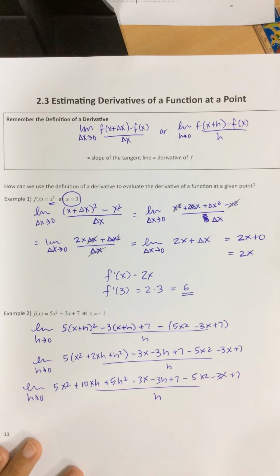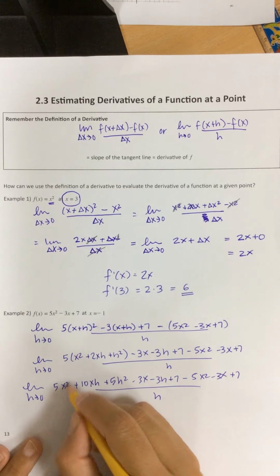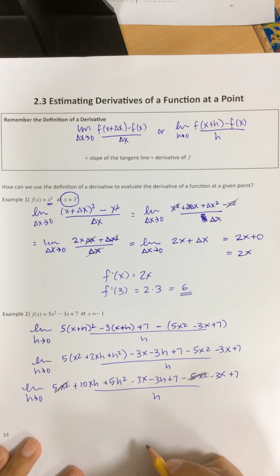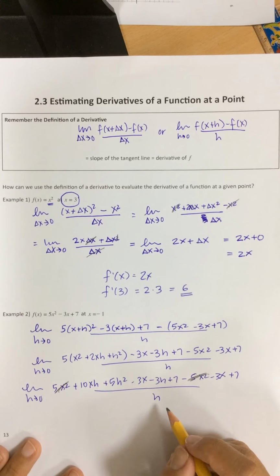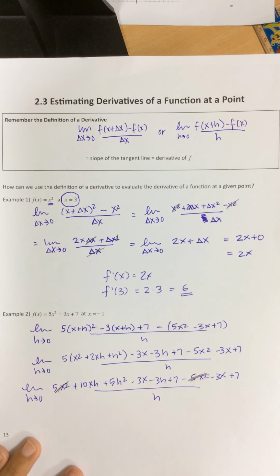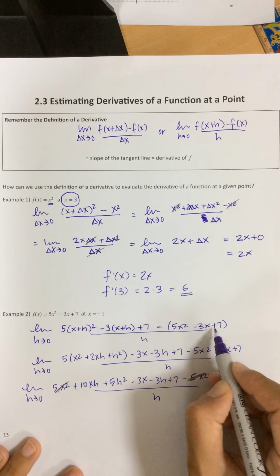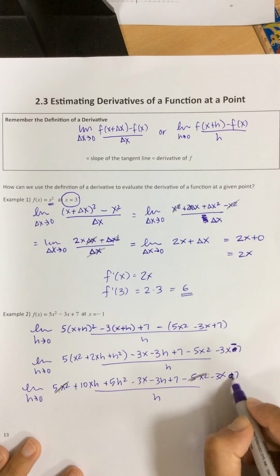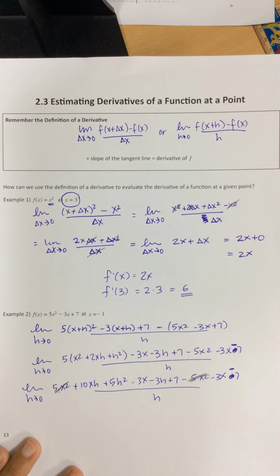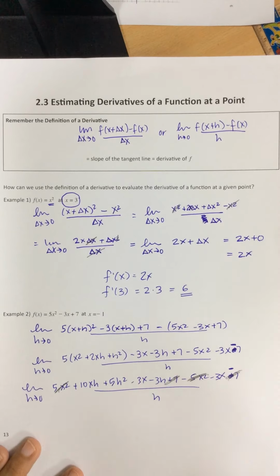Whew. Okay, what cancels out? Let's see. This and minus 5x. Oh, I see a mistake here. I forgot to distribute that negative, and this should be minus 7. So then now they cancel out.